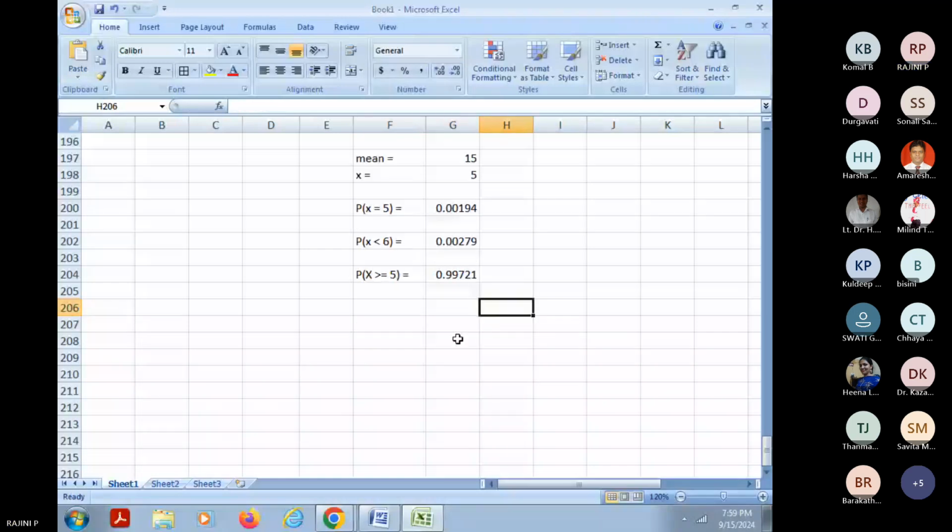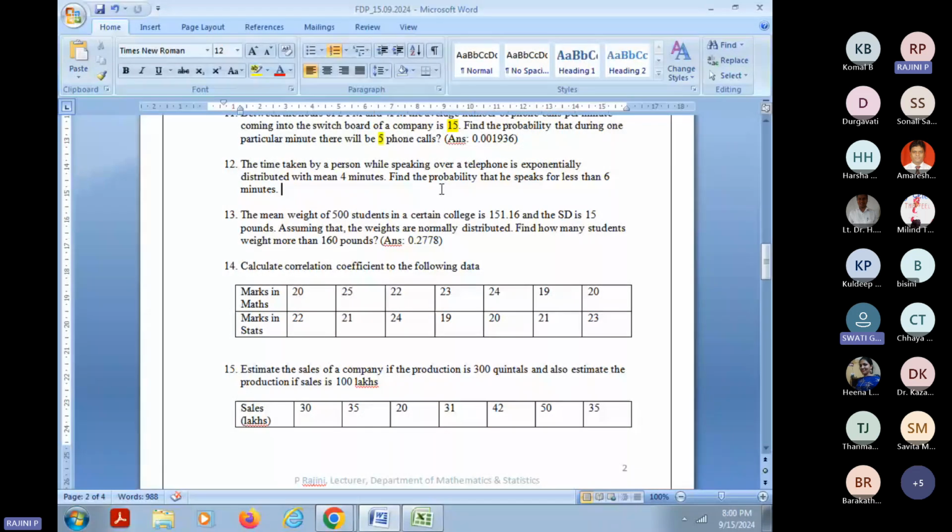Is it clear, ma'am? Is it clear? Yes, ma'am. Yeah. So now you just see the next question. Please answer this so I can understand whether you people are understanding what I'm teaching. The time taken by a person while speaking over a telephone is exponentially distributed with mean 4 minutes. Find the probability that he speaks for less than 6 minutes. So now you just tell me what is the mean value and what is the x value. I need both mean and x values. Any one of you, at least one in the class?